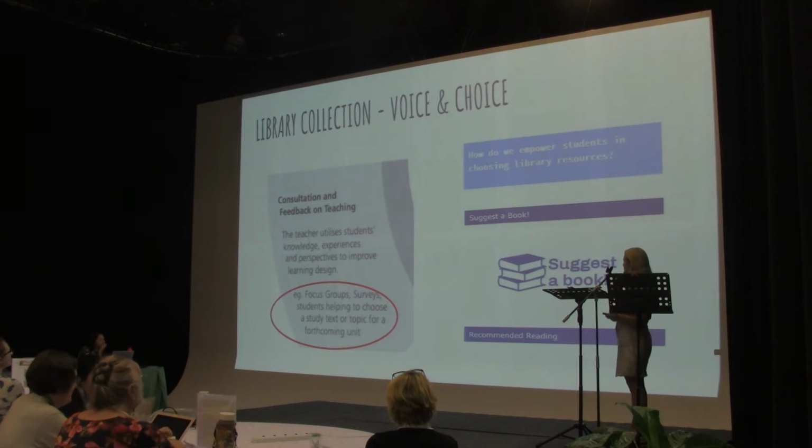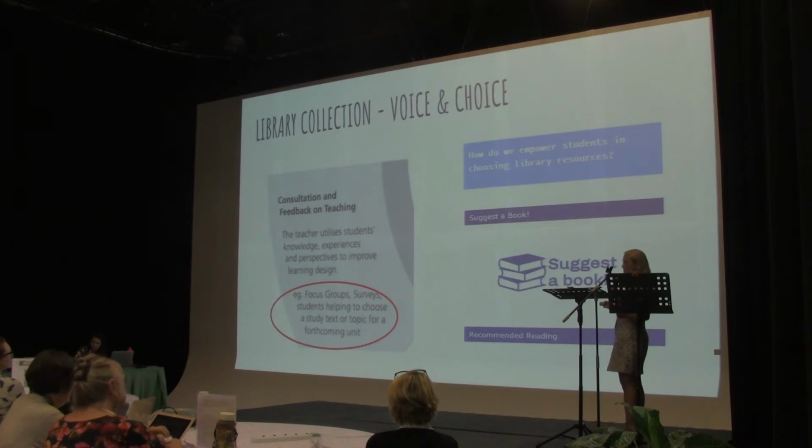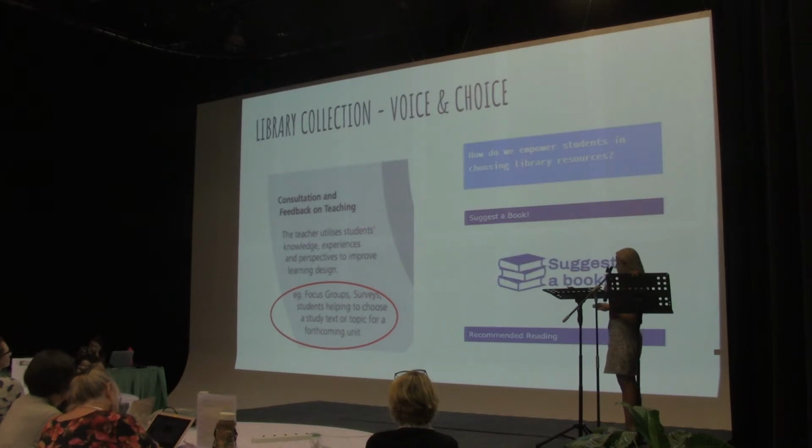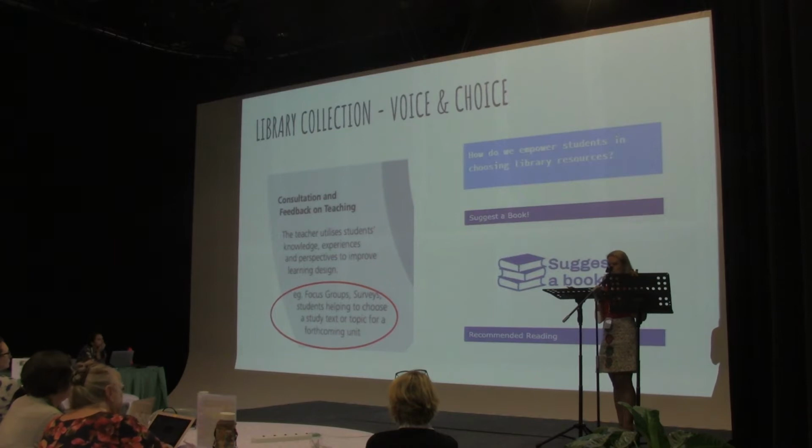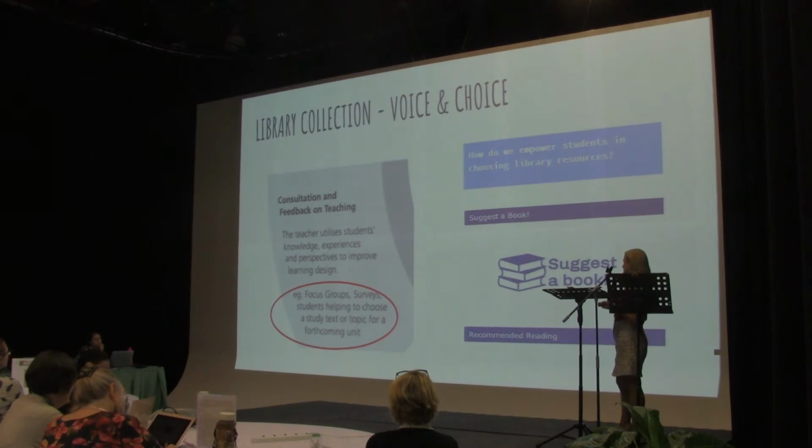Okay, so the example here was students helping to choose a study text or a topic for a forthcoming unit. So I was thinking, how do we empower students in choosing library resources? There are different ways we can do this. For the most part, reflecting my own practice, I adopt a traditional route. I read School Library Journal, I look at Goodreads, I look at recommendations from other people, and then I put together a list of books and purchase them.